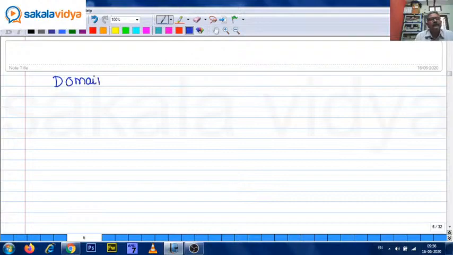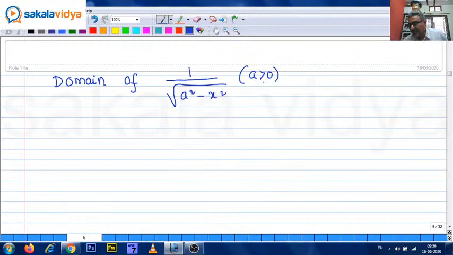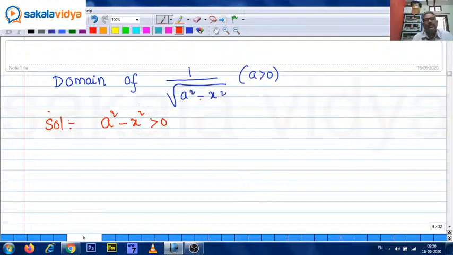Domain of 1 by root of a square minus x square, a greater than 0. So let us find out this one. Domain of 1 by root of a square minus x square, a is greater than 0, positive. Solution. For domain, a square minus x square must be greater than 0, should not be equal to 0. If it is 0, 1 by 0 is not defined.